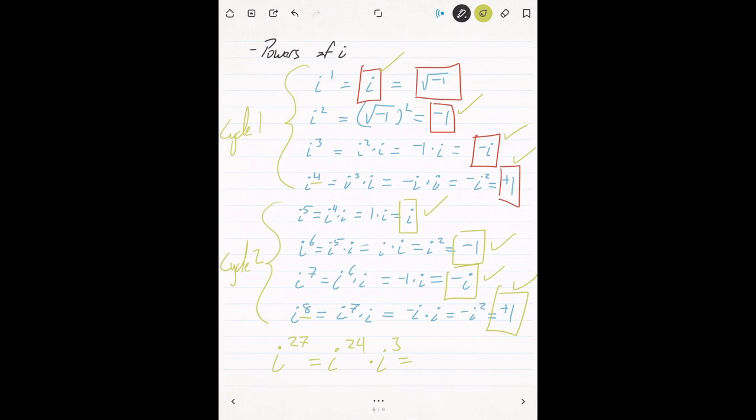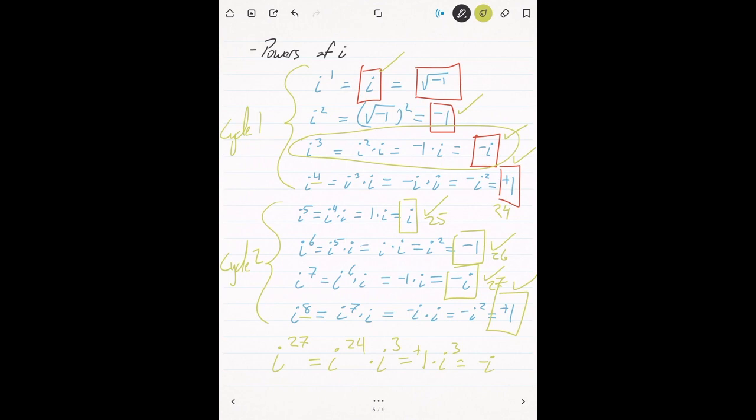So i to the 24th, that's a fourth multiple, so that ends on a 1. So i to the 24th is positive 1, and then I'm multiplying that by i cubed. Well, I know that i cubed is just negative i. And again, I could also count the cycles of what's going on here. If i to the 24th is positive 1, then the 25th is just i, the 26th is negative 1, and the 27th would land me on negative i.